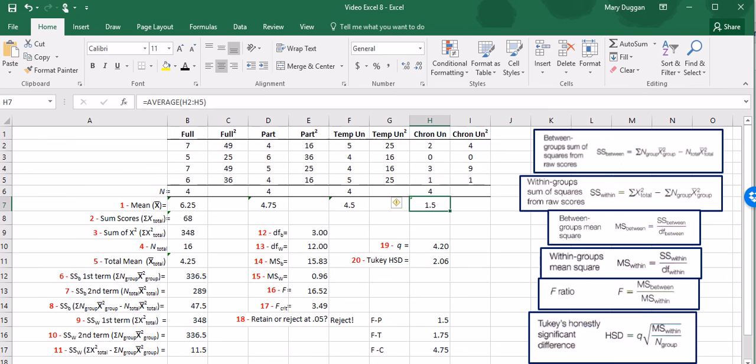And this is probably, as I mentioned before, the hardest week in terms of calculation, but you can do this. This is just a matter of hanging in there, following directions, and having a little bit of patience, and you'll be calculating an ANOVA in no time.